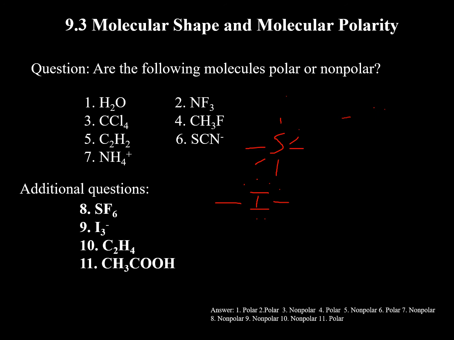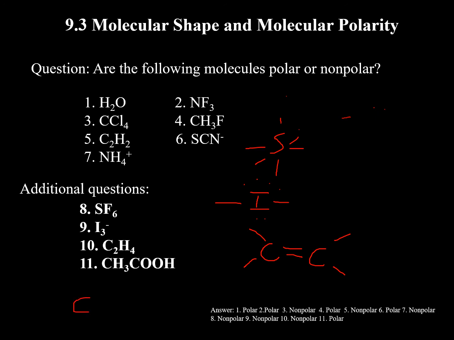For C2H4, it's a double bond. So here we have a non-polar molecule because the C and the H and the C and the C are non-polar bonds. So we have a non-polar molecule.